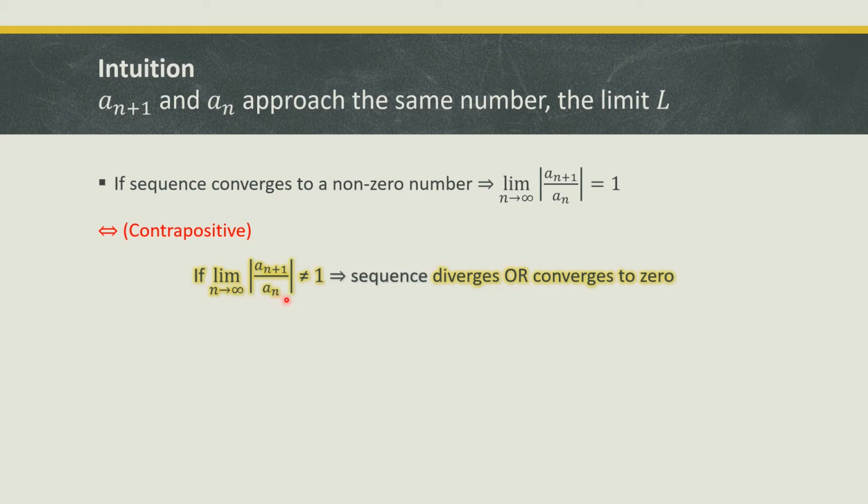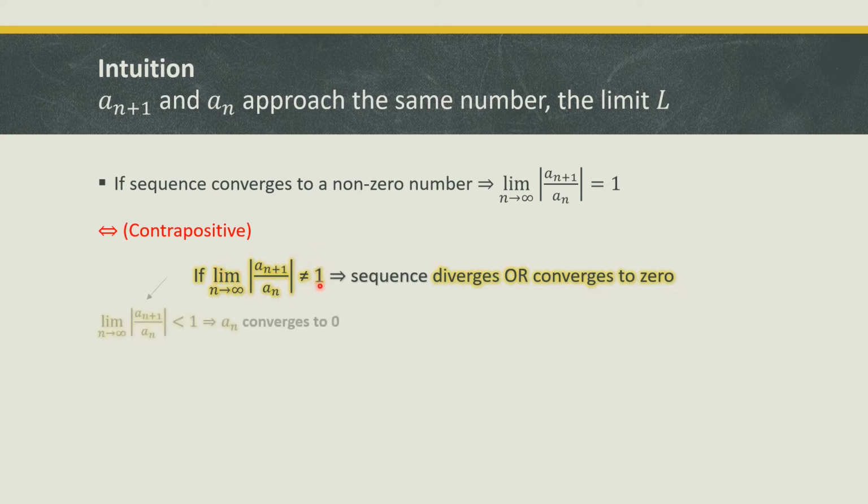And now we can see that this is going to be a useful way of testing for divergence or convergence, because if we can get this limit and it's not equal to 1, then we can say whether the sequence diverges or converges to 0. Not only converges, but converges to 0. That's a stronger statement.